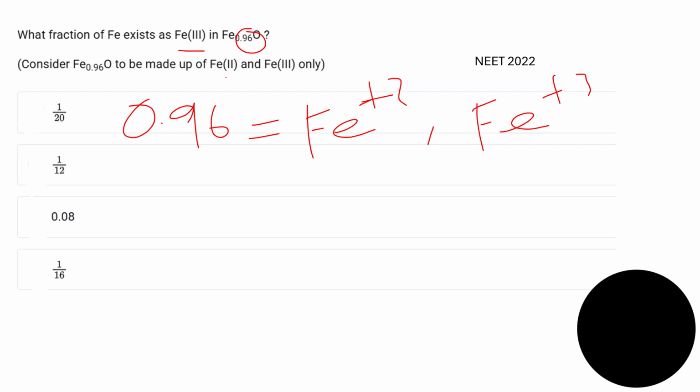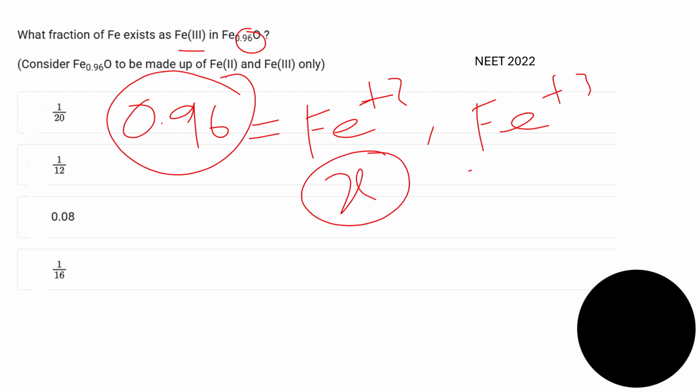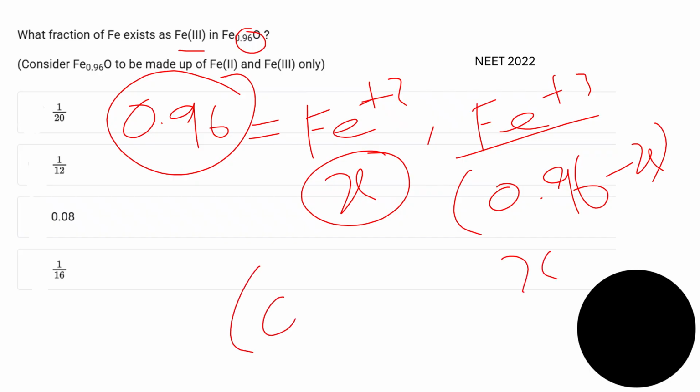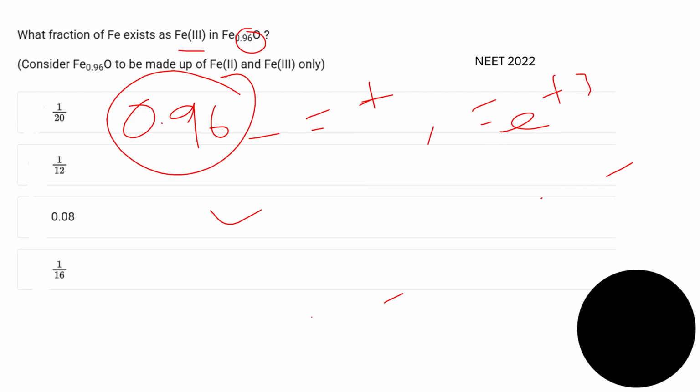In 0.96, X amount of Fe2 plus is there, then 0.96 minus X amount of Fe3 plus is there, or else X amount of Fe3 plus is there, 0.96 minus X amount of Fe2 plus is there. We can take anything because we don't know anything. I am choosing the first one. You can choose the second one also. I choose the first one. Right, so how to write this? I am erasing because I don't have any space.